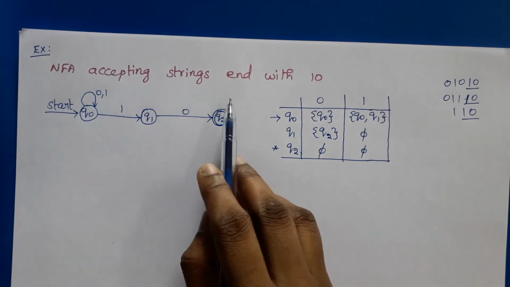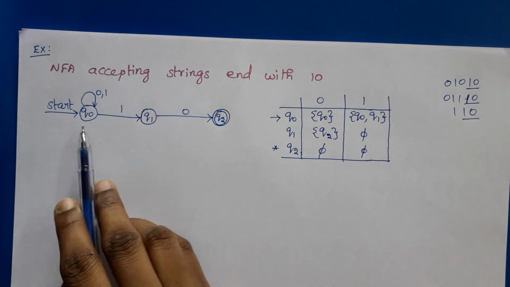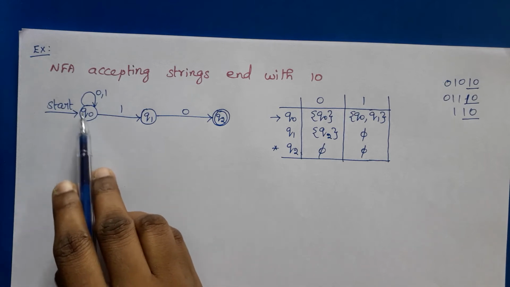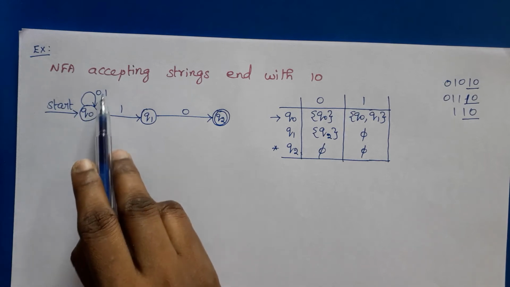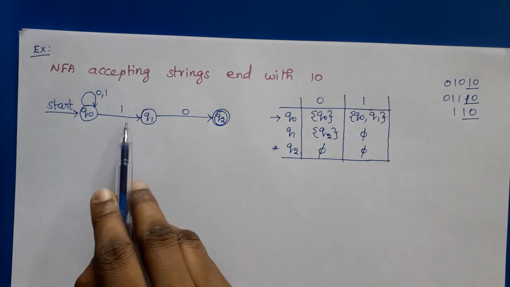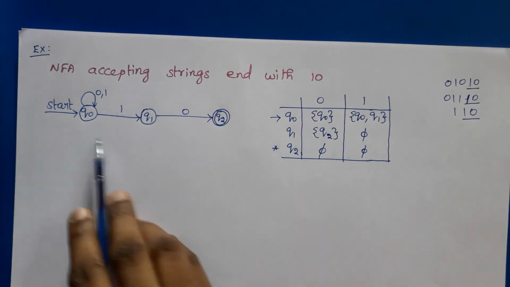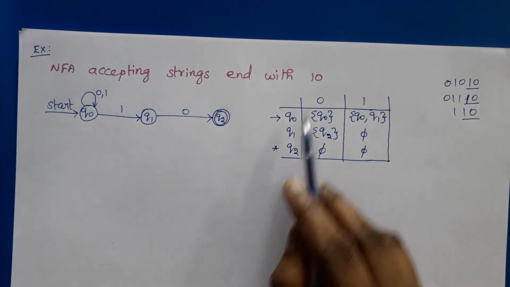This is the NFA for all strings ending with 10, because for a DFA we cannot draw like this, because here from Q0, 1 goes to 2 states, Q0 as well as Q1. This is not applicable for a DFA, and this is the transition function for this corresponding transition diagram.